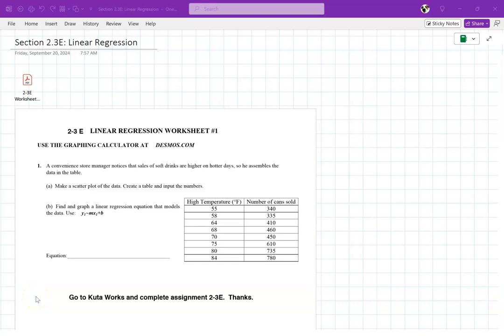All right, so we're going to be doing linear regressions today. So it's section 2.3, part E. You can see that I actually have the worksheet that you're supposed to use to do the homework assignment.